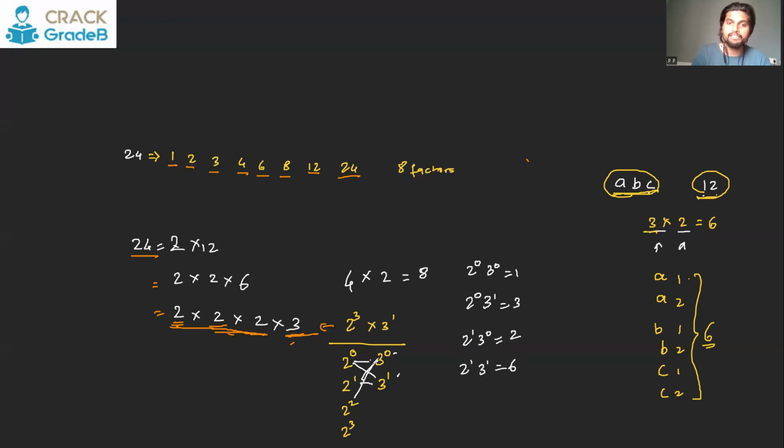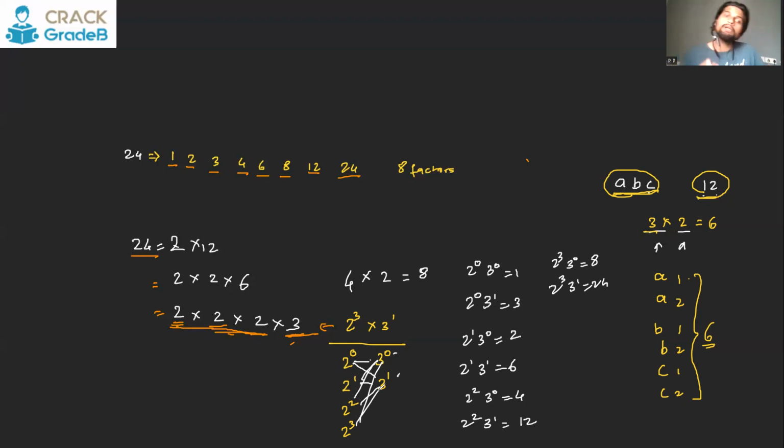If you pick these two, 2 raised to power 2, 3 raised to power 0, that is 4. If you pick these two, 2 raised to power 2, 3 raised to power 1, that is 12. If you pick these two, 2 raised to power 3, 3 raised to power 0, that is 8. And if you pick these two, 2 raised to power 3, 3 raised to power 1, that is 24. So this is how these 8 factors are going to be formed with the combination of 2's powers and 3's different powers.